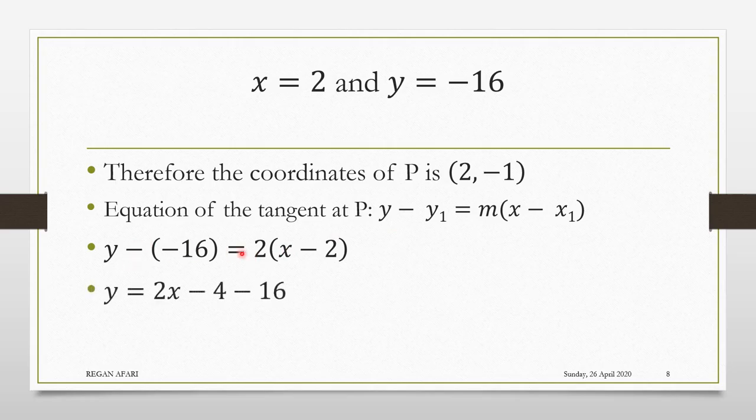All right, so 2 times x will give us 2x. 2 times negative 2 will give us negative 4. Negative times negative will give us positive 16 here, but we send it to the other side of the equation, so that becomes negative 16. And then we simplify, and we will get y is equal to 2x minus 20. So this is the equation of the tangent to the curve at the point P.